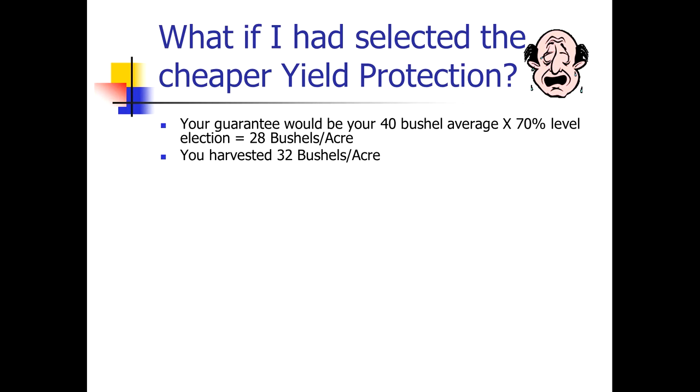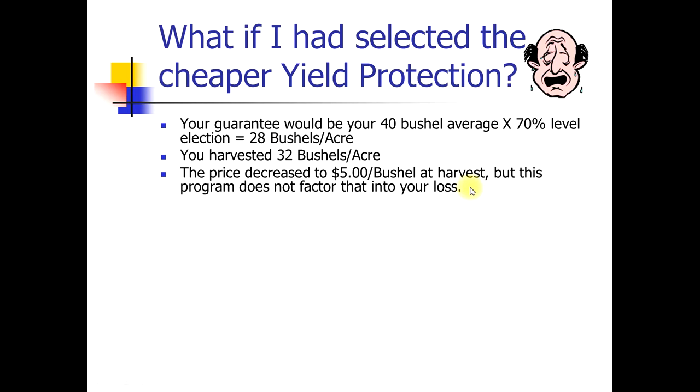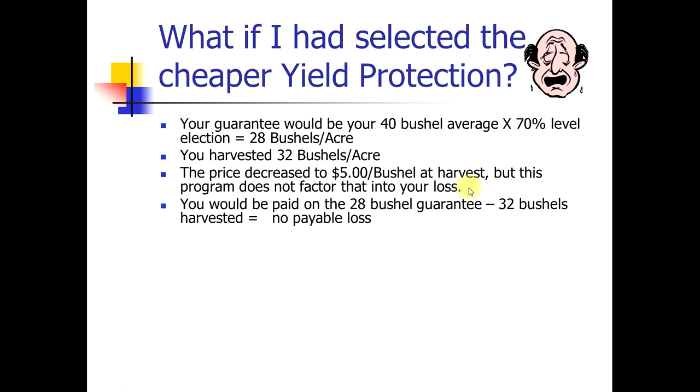So in our scenario, again, you were guaranteed 28 bushels. You harvested 32, so we were above our bushel guarantee. And had we selected just the yield protection portion of this insurance, the price still would have decreased to $5 a bushel, so in theory you would have only got $5 marketing direct at the elevator. You would have been paid on the difference between the 28 bushels and the 32, which 32 is above 28, right? So we have no payable loss in this scenario.